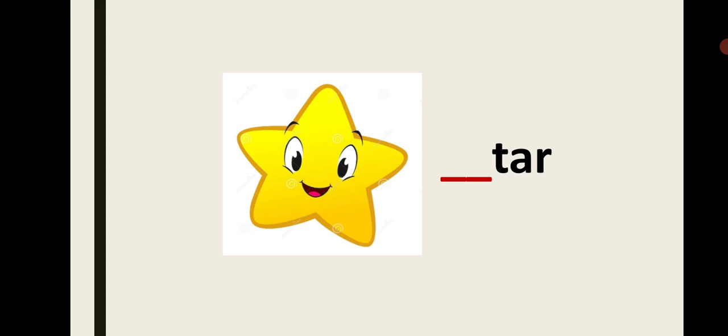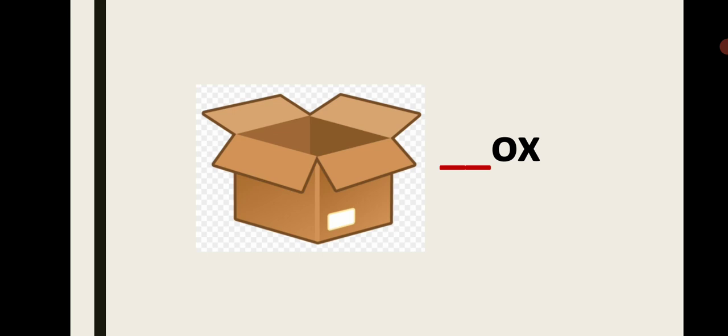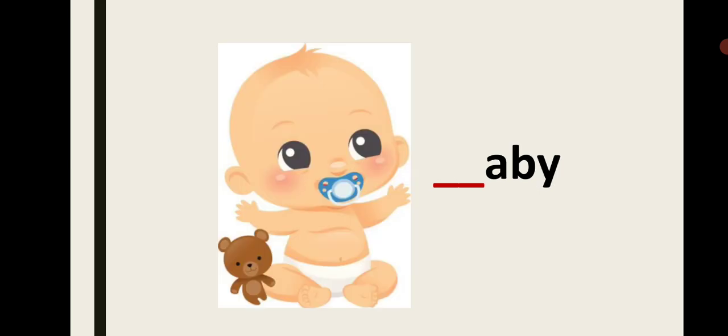Star. It's the picture of a star. Which letter comes in the blank? S. Star. Very good. Box. Ox. Which letter comes in the blank? B. Good. Baby. It's the picture of a baby. Which sound comes from the letter baby at the beginning? Baby. B is the blank.